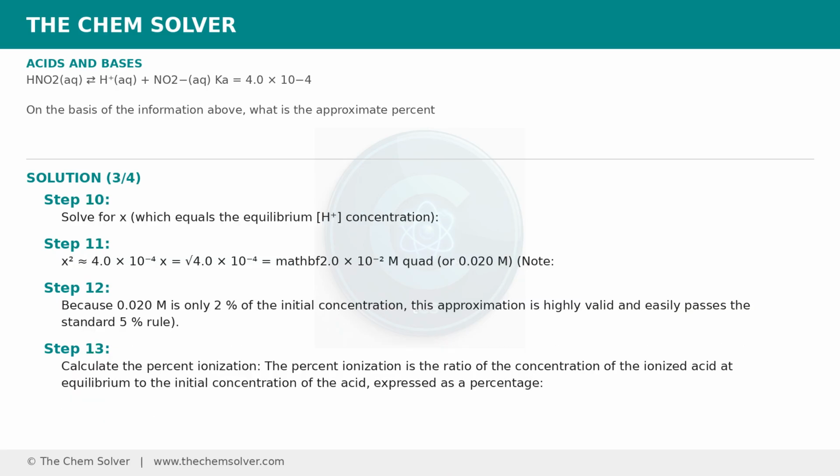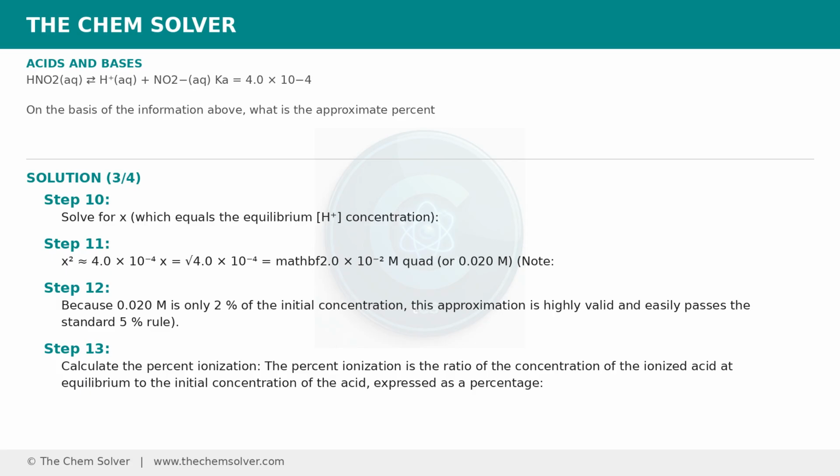Solve for X, which equals the equilibrium H⁺ concentration. X squared approximately equals 4.0 times 10 to the power minus 4, so X equals the square root of 4.0 times 10 to the power minus 4, which equals 2.0 times 10 to the power minus 2 molar, or 0.020 molar. Note, because 0.020 molar is only 2% of the initial concentration, this approximation is highly valid and easily passes the standard 5% rule.